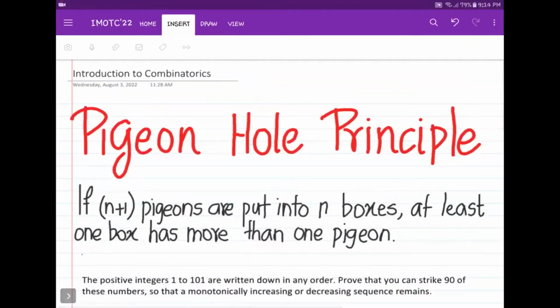Okay, so I'll first introduce myself. I'm Rohinee and I'm a fourth year student. I'm studying at IIT Bombay and I enjoy doing discrete mathematics.